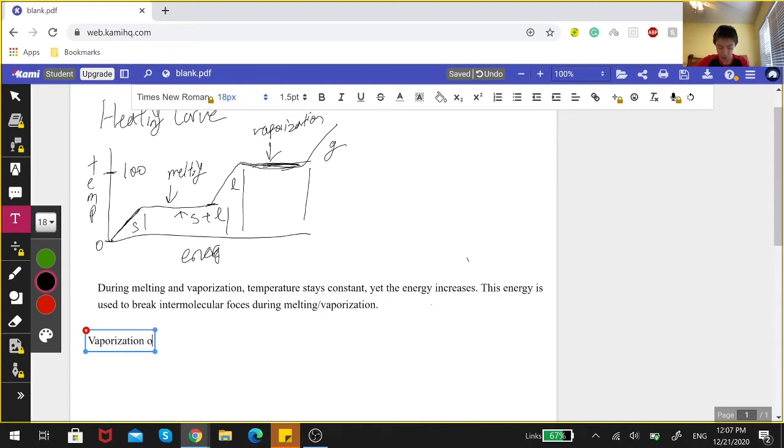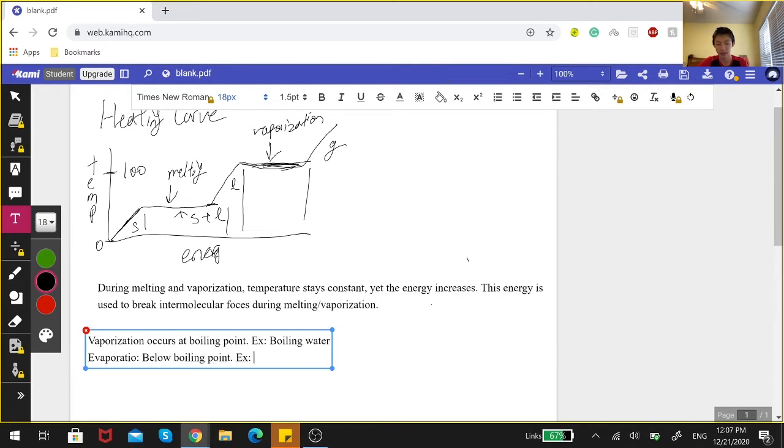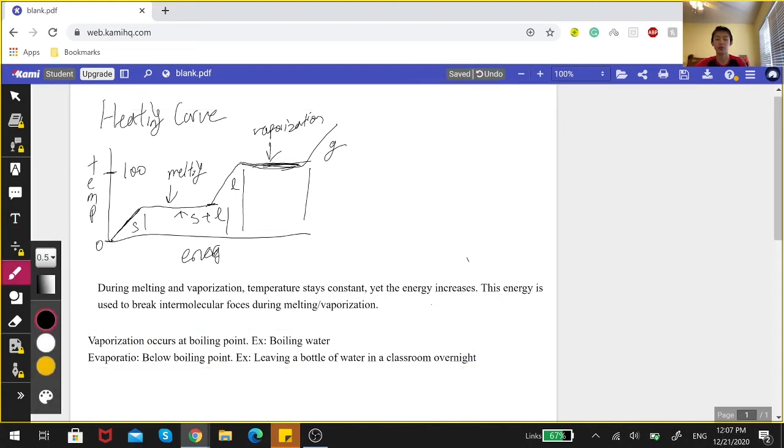Vaporization occurs at boiling point, and that is like boiling water. Evaporation happens below boiling point, and that is like leaving a bottle of water in a classroom overnight. When you come back the next day, there will not be as much water in there because some of it has evaporated, yet the room temperature has not reached boiling point.